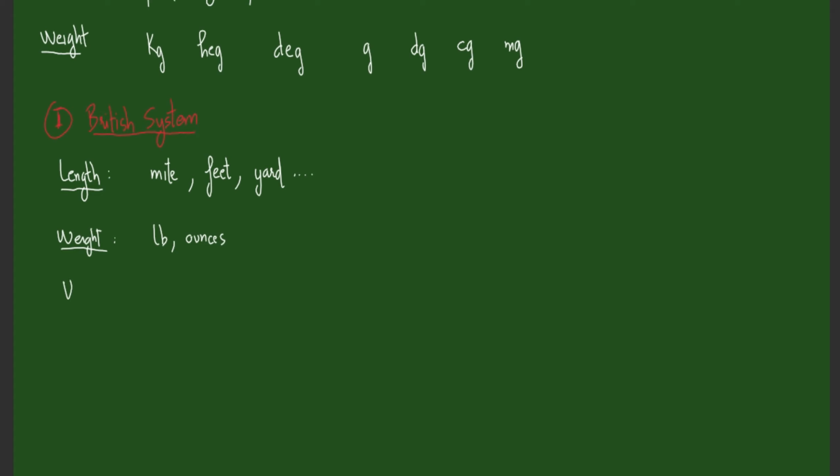But for the volume, we also have volume here. Let's talk about the volume of the British system. For us, volume will be pint, gallon. Pints, gallon. Usually they write it like this, gal.